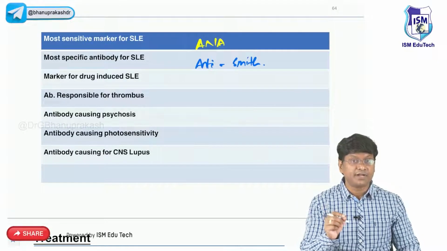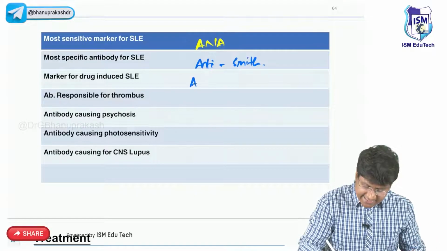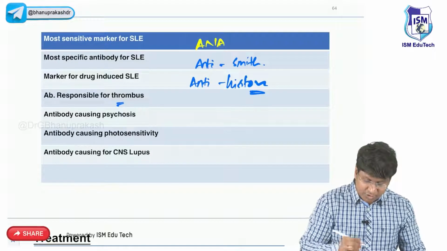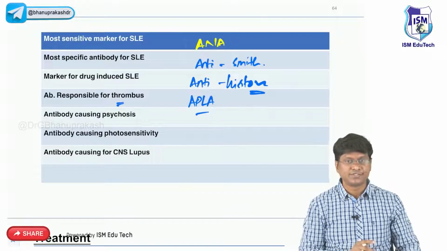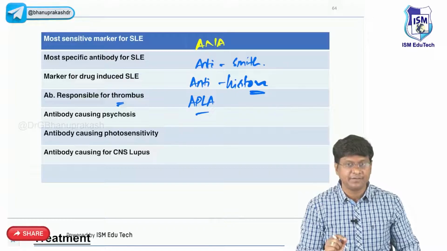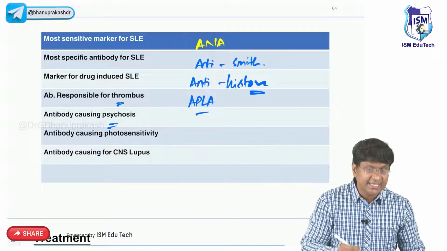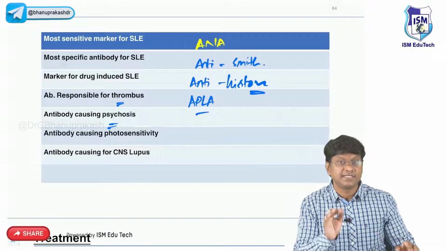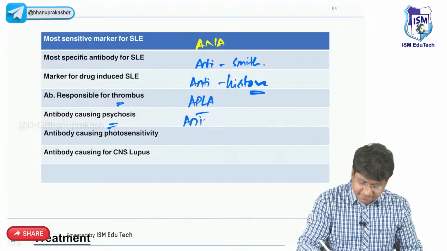Right. And the marker of drug-induced SLE will be antihistone antibody. The antibody responsible for thrombus and recurrent abortion will be antiphospholipid antibodies. What are those? I'll discuss that in detail. Now, coming to psychosis, the antibody responsible for the development of psychosis will be anti-ribosomal P.